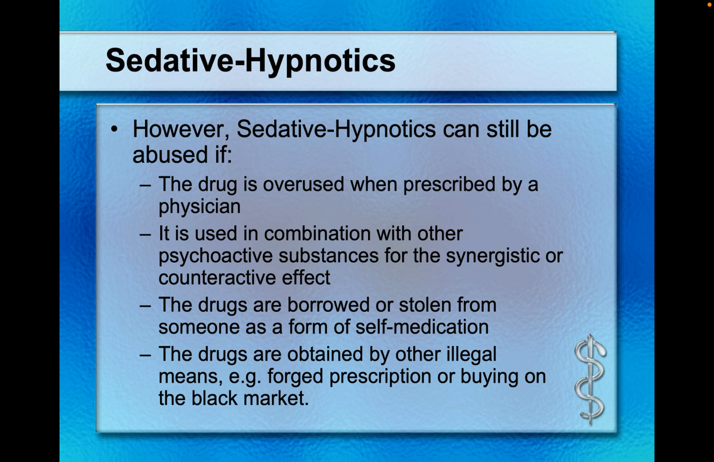It is used in combination with other psychoactive substances for the synergistic effect or counteractive effect. The drugs are borrowed or stolen from someone as a form of self-medication. The drugs are obtained by other illegal means, for example, forged prescriptions or buying on the black market.